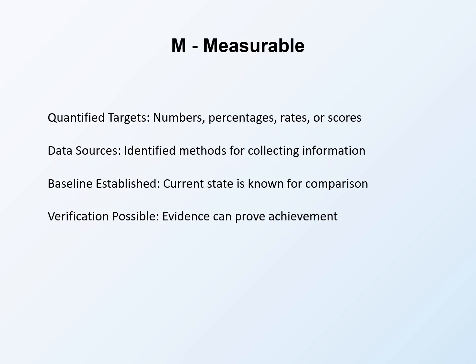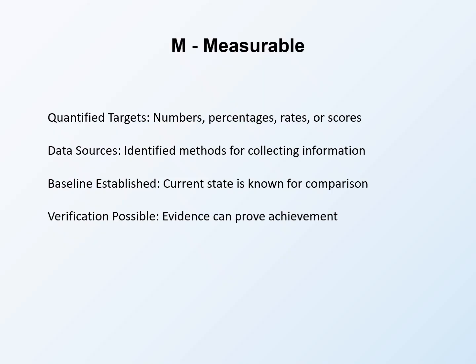Measurable objectives have quantified targets expressed as numbers, percentages, rates, or scores. Not improve but increase by 20%. Not more participants but 300 participants. Quantity matters. Data sources identify methods for collecting information. How will you know if you achieved the objective? What records, surveys, or assessments will provide evidence?